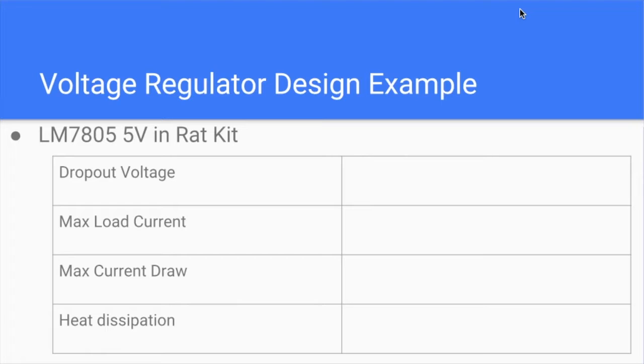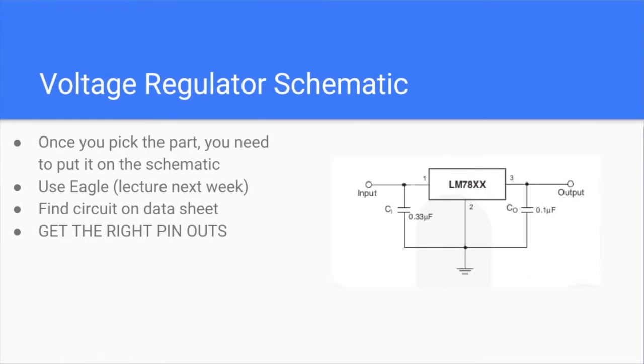Okay. So if there's no questions about voltage regulators, we'll move on to batteries. That's just a schematic. Just a quick thing: get the pinout correctly, especially when you lay it on the PCB and connect it. You want to make sure that you're connecting ground to ground, power to power, because that might not always be obvious. And whenever you're unsure, always refer back to the data sheet.